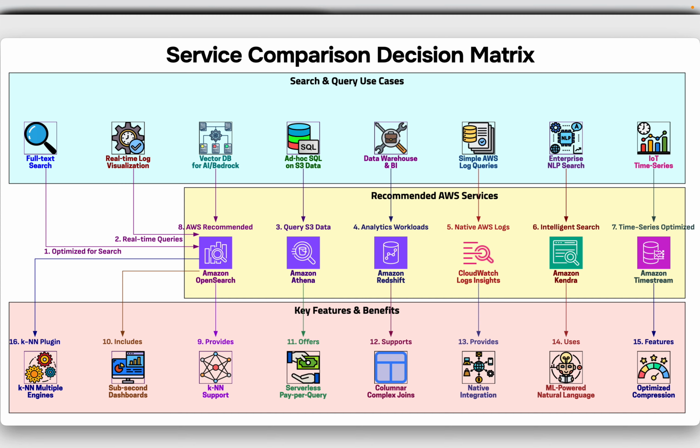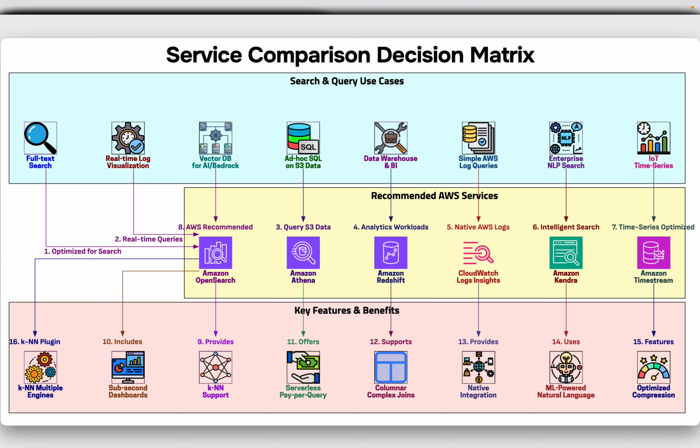So this is the workflow. And if you need, for example, some more services like vector DB for AI and Bedrock, then Amazon OpenSearch is AWS recommended for vector database use cases. And OpenSearch provides KNN support for vector similarity search. So all these features and benefits. OpenSearch includes sub-second dashboards for real-time visualization.